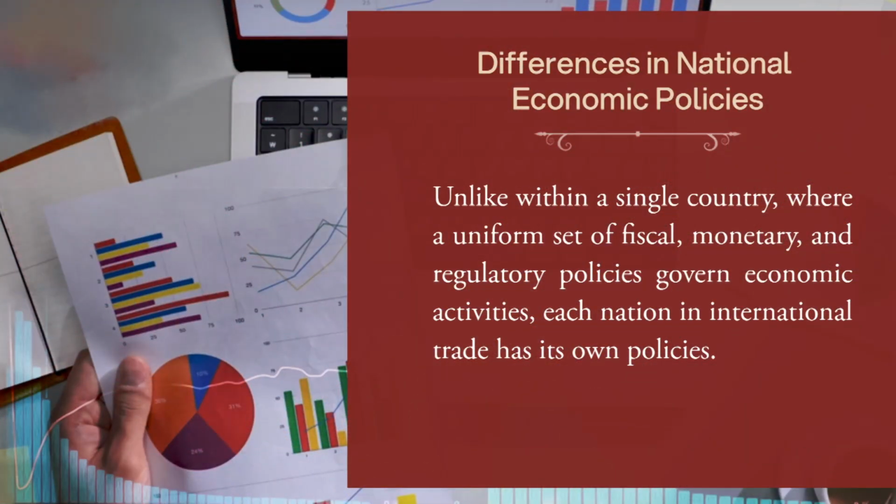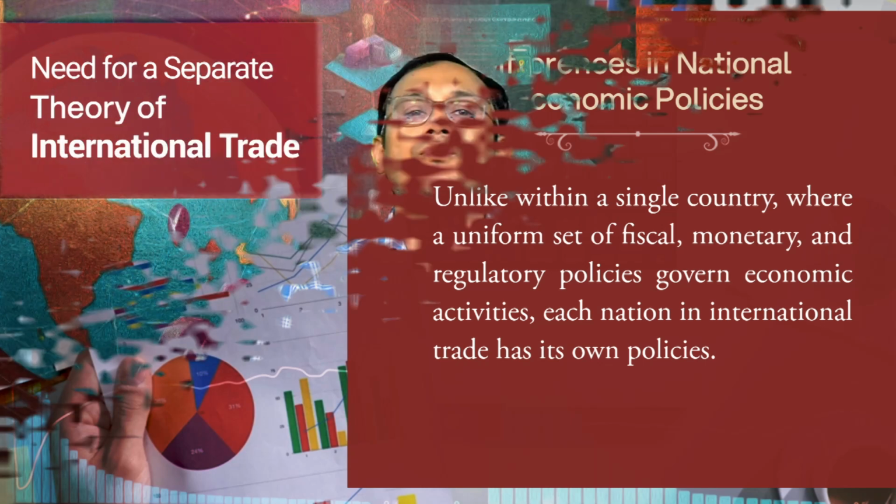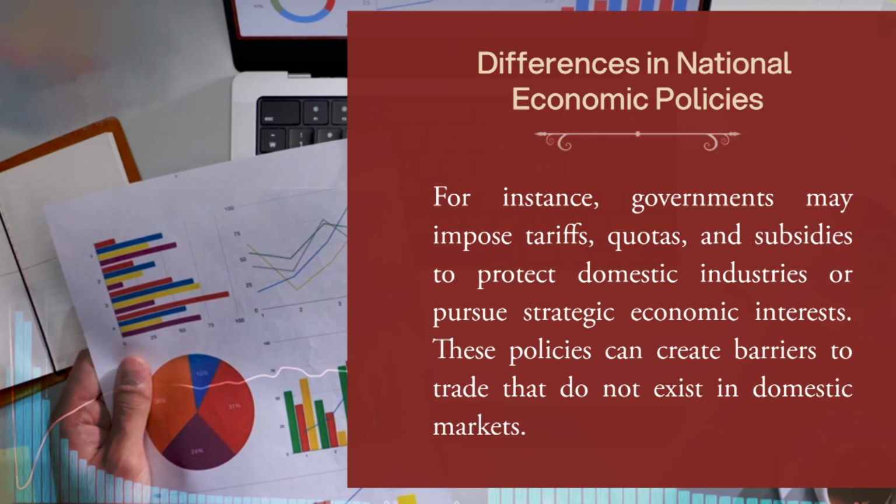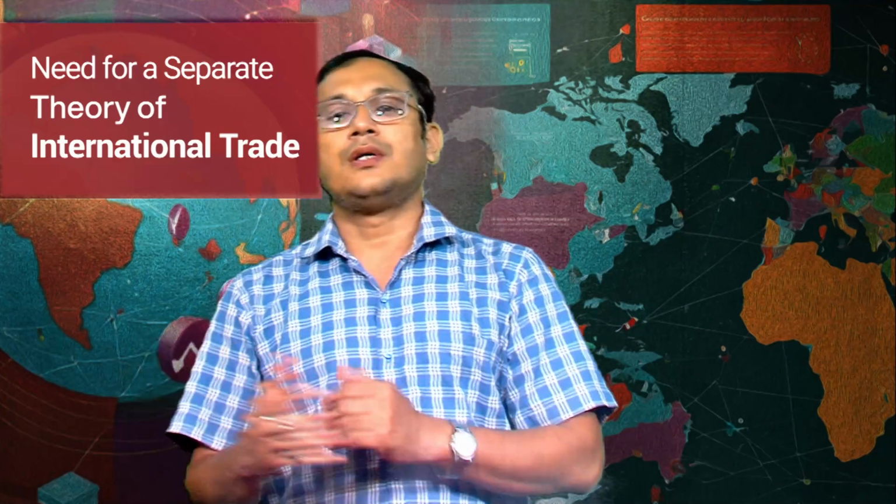For example, within a single country, a uniform set of fiscal, monetary, and regulatory policies governs economic activity, but each nation in international trade has its own policies. For instance, governments may impose tariffs, quotas, and subsidies to protect domestic industries and also to pursue strategic economic interests. Those things are not in inter-regional trade. So that is why the theories which define inter-regional trade are quite different from those of international trade. The amount of sophistication required in international trade is comparatively more.